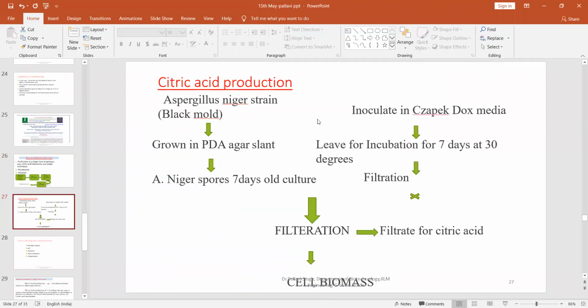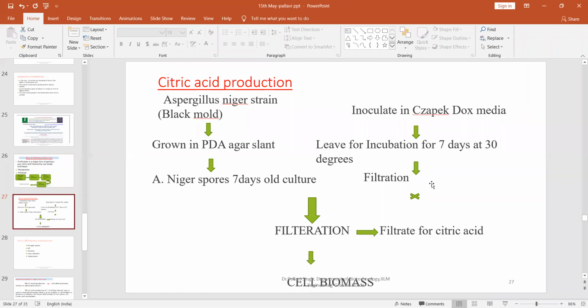I've shown you the flow chart of the citric acid production which we used in our experiment. The Aspergillus niger strain, which is also known as black mold, was isolated from onion and potato. Then we grew it in PDA media for 7 days. We took Czapek Dox culture after 7 days of inoculation of A. niger. We took the seed culture and inoculated it in the standard production media of citric acid, which is Czapek Dox, and we left it for incubation for 7 days.